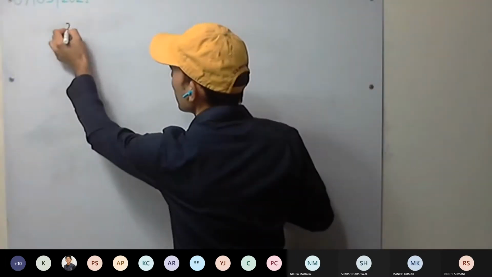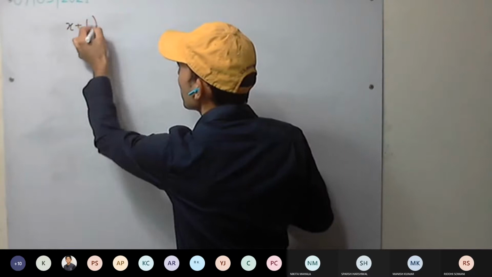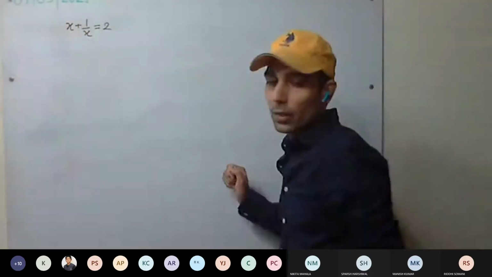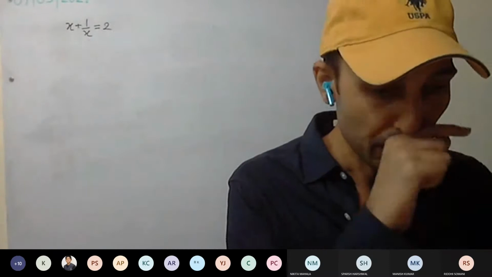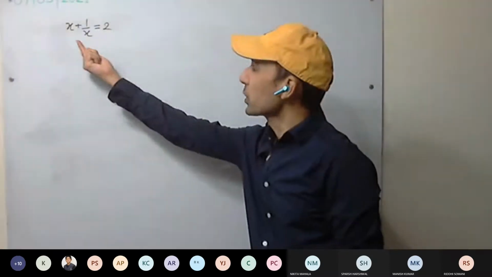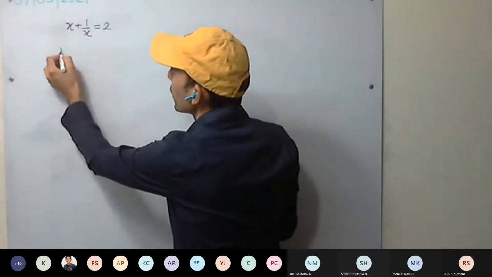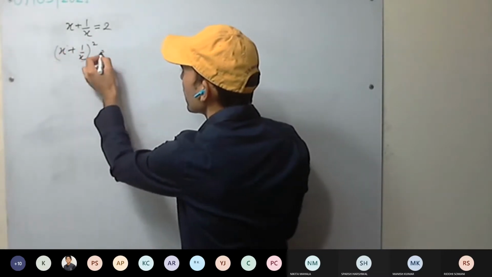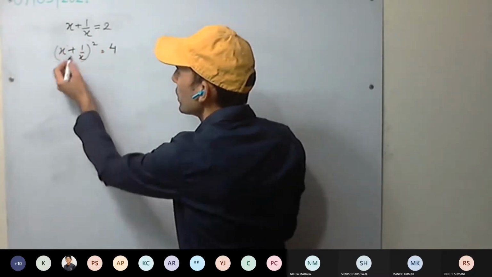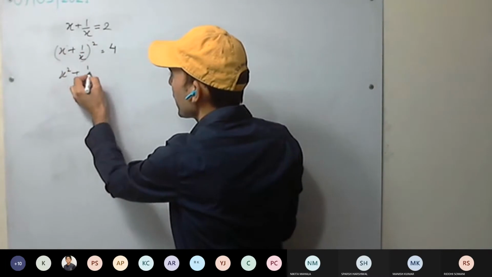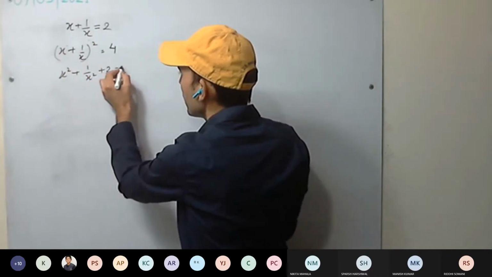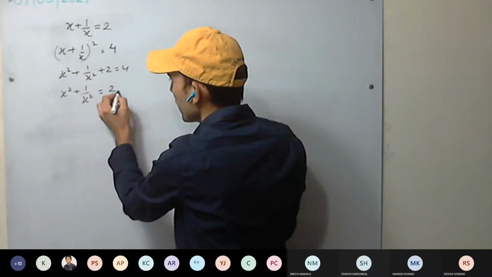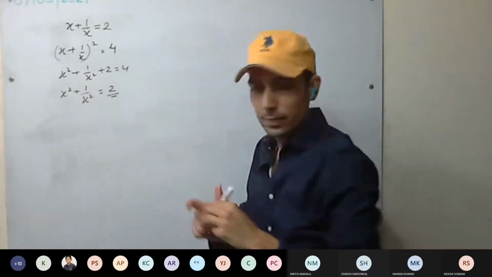X is not equal to 0, that's the condition provided, and x plus 1 upon x equals 2. So first you have to calculate x square plus 1 upon x square. Squaring both sides, it will be how much? x plus 1 upon x whole square equals 4. Just expand it and get the value of x square plus 1 upon x square equal to 2.